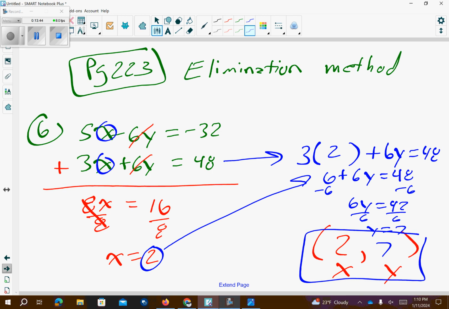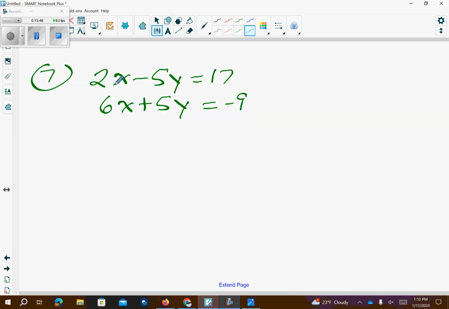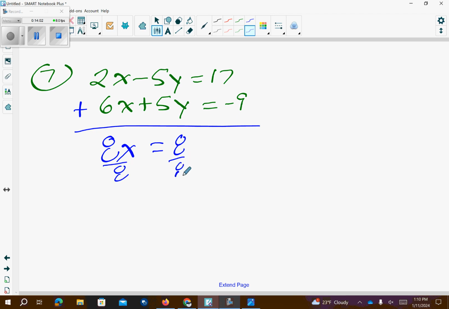So it's pretty straightforward. Again, if your x and your y are on the same side on both equations, now look at this. Notice I have a negative 5y and a positive 5y. If I add these equations together, I get 8x. Those cancel each other out. 17 minus 9 is 8. Divide each side by 8. So x is equal to 1. So my first answer is 1. Remember, it's an x and y value down here.